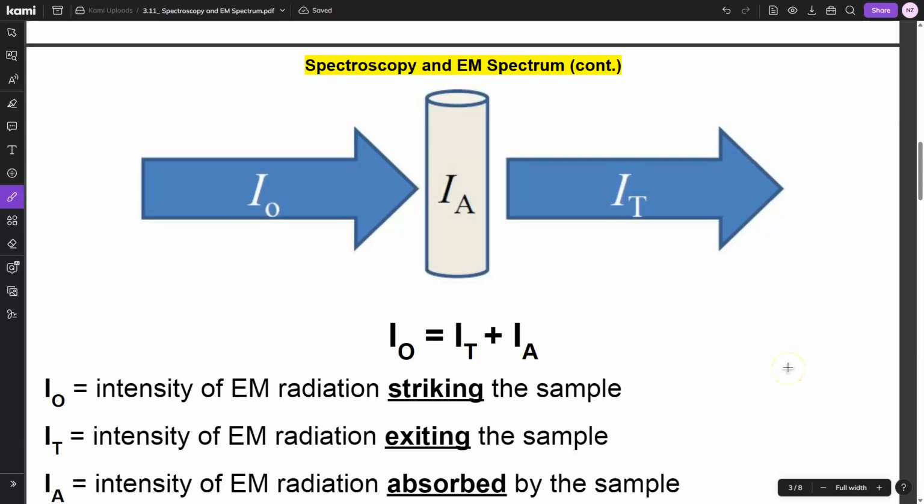So here's an example of light hitting an object. Our incident light, or I sub 0, is the intensity of the radiation striking the sample. I sub t is the intensity of the radiation exiting the sample. So this is in, this is out. And then I sub a is the intensity of the radiation absorbed by the sample. So the incident light is not, in most cases, going to be the same as the light that is exiting a sample. Usually light will be absorbed by a sample and you're going to have a different color that is reflected by that sample.